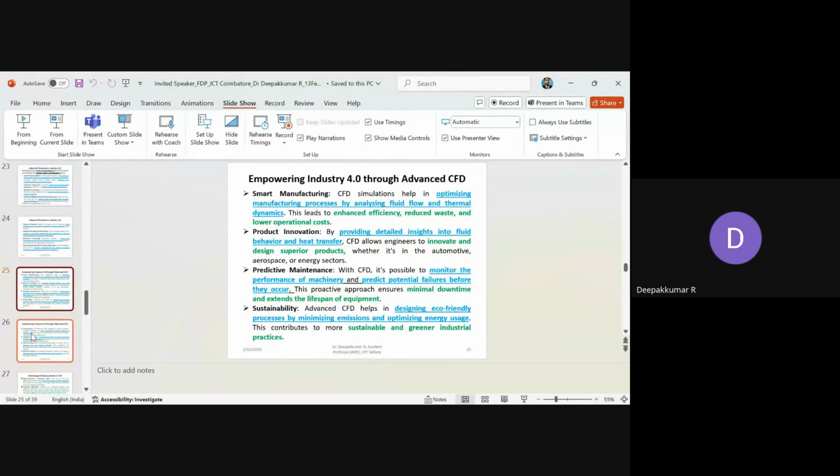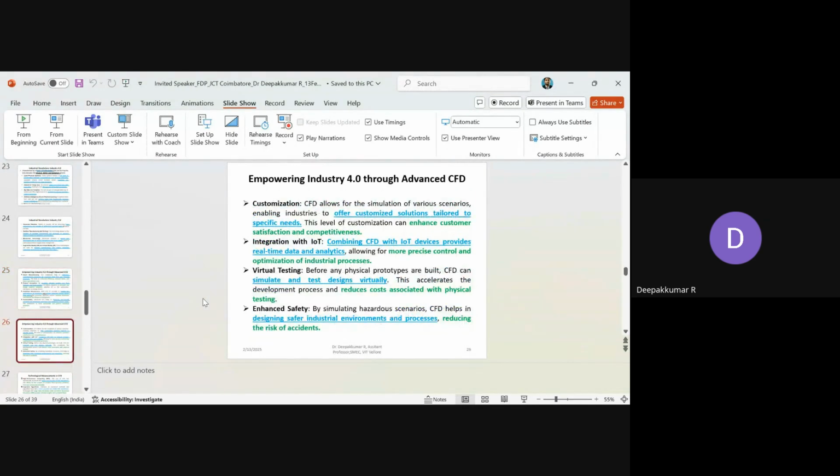And sustainability. Advanced CFD helps in designing eco-friendly processes by minimizing emissions and optimizing energy usage. This contributes to more sustainable and greener industrial practices. And customization. CFD allows for the simulation of various scenarios, enabling industries to offer customized solutions tailored to specific needs. This level of customization can enhance customer satisfaction and competitiveness. And integration with IoT. Combining CFD with IoT devices provides real-time data and analytics, allowing for more precise control and optimization of industrial processes.